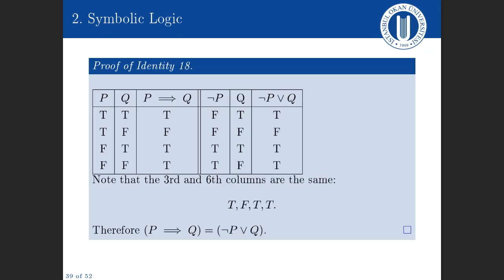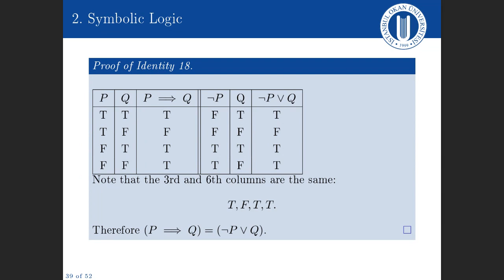Let's prove a couple of these. First, let's prove identity 18. That's the identity which said that P implies Q is the same as not P or Q. We need 4 rows in our truth table because P is either true or false and Q is either true or false. So we start by writing all of the possibilities. Column 3 is just a copy from the previous truth table for P implies Q.